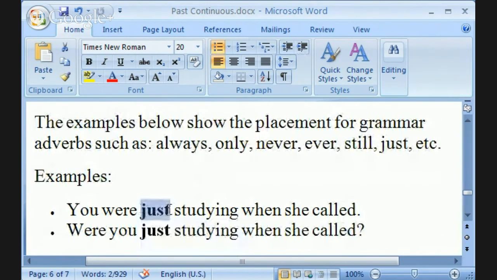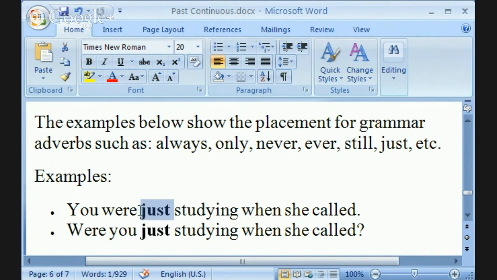Sometimes you can move adverbs around and it will still make sense. Okay, still: you were still studying when she called. You were studying still when she called. That's fine. You can probably move still around.